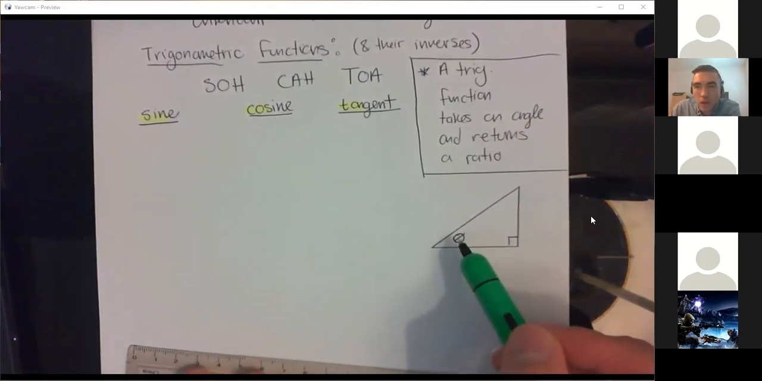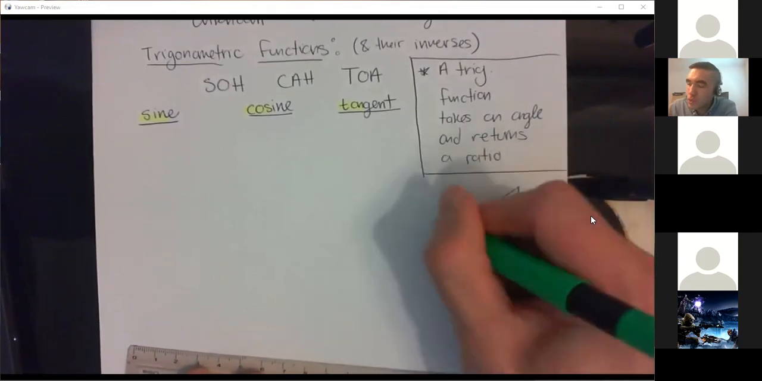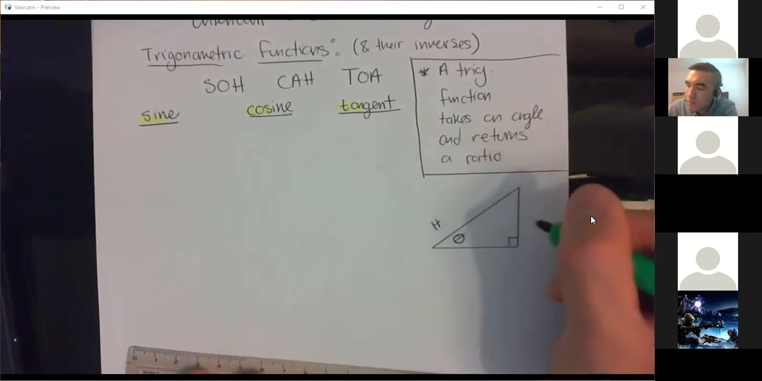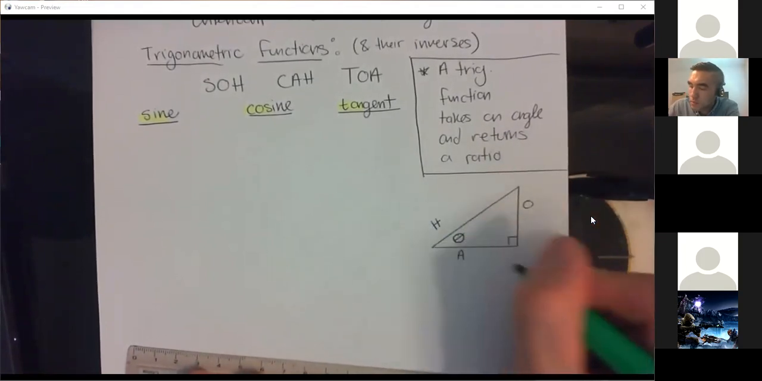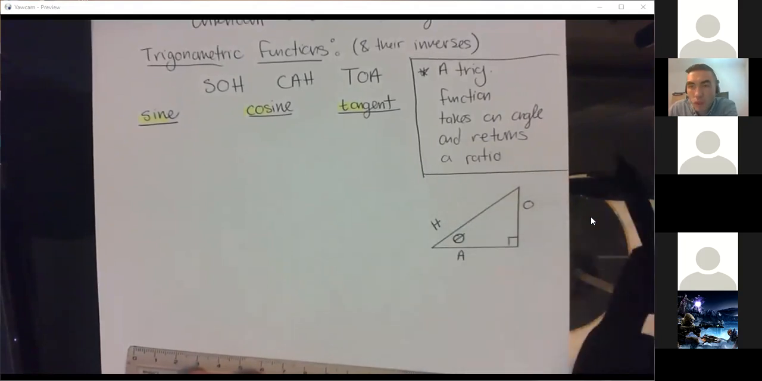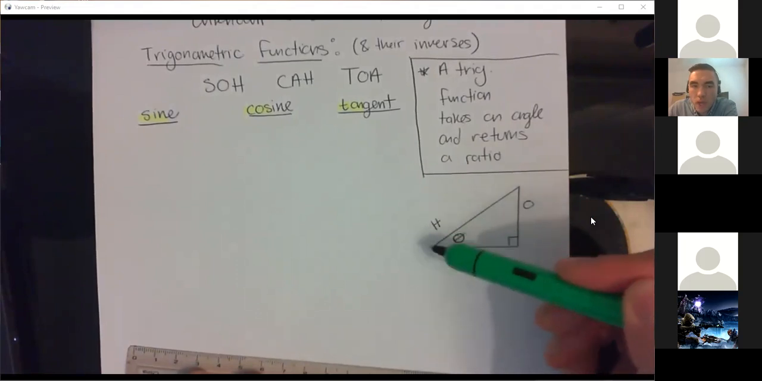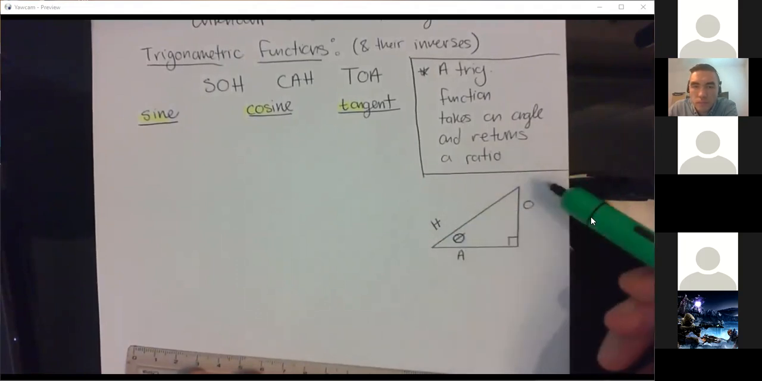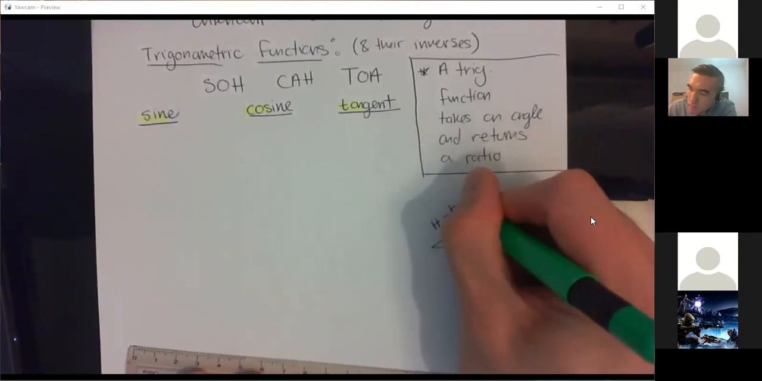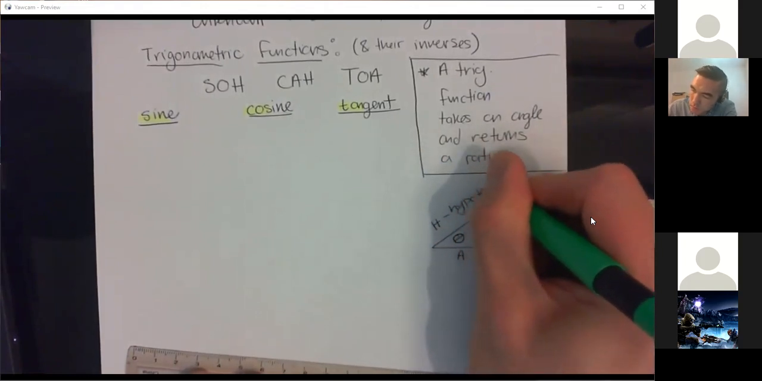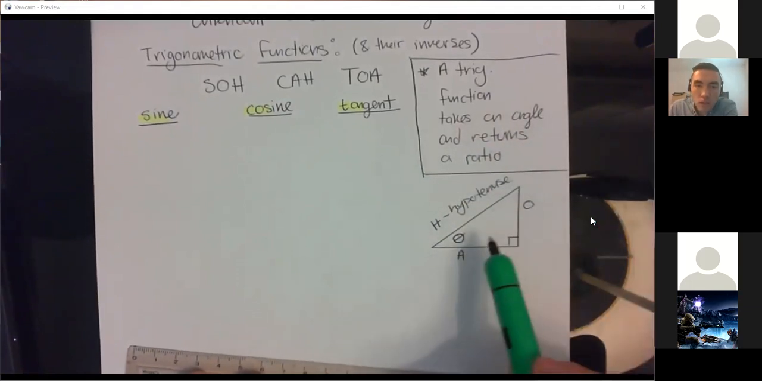Now, I'm not doing the Pythagorean theorem, not right now, so I'm not going to use ABC. Instead, I'm going to use H, O, and A. First off, what is the deal with H? Why would I call this side H? Because it's the hypotenuse. H stands for hypotenuse. And here's where these come from.